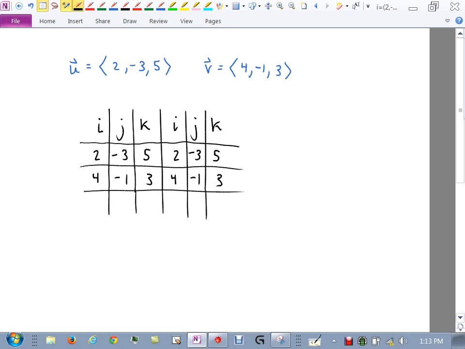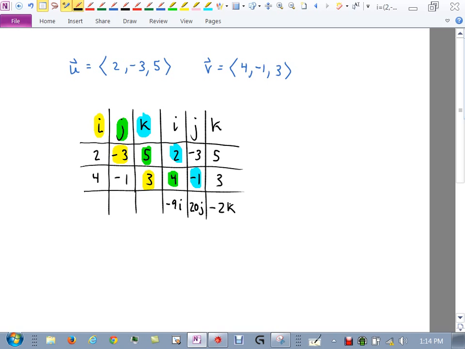Okay, so now what we do is we start with the i, and we move diagonally across and we multiply. So what's -3 times 3? That would give us what? -9i. Okay. And then we do the same thing for j, moving diagonally. So j, 5 and 4 multiply to be 20j, right? And then we do the same thing with k. And that gives us what? -2k? Like that.